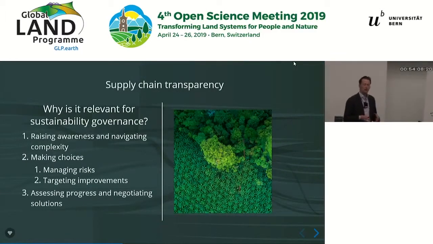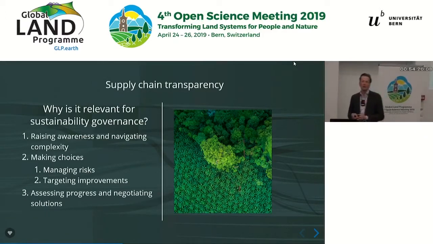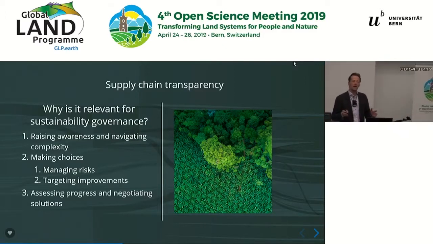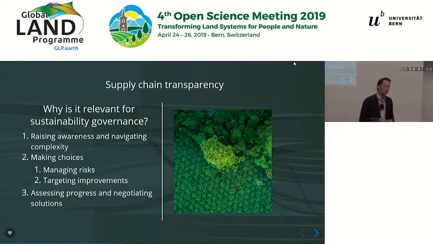Why is it relevant? I mean, transparency is relevant on many levels, but I think it's useful to think of three. One is raising awareness and navigating complexity. Trace has been really in the concept phase until the last year or so, and I would say its main impact has been an awakening of an appreciation about how we can look at supply chains in a different way. That they're no longer this indescribable, complex, impossible to comprehend system. Actually, you can start to condense and simplify and then conceptualize them in different ways. And that is a starting point for a very different kind of conversation.